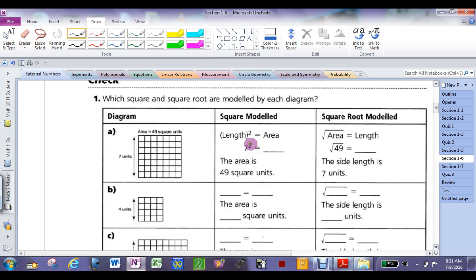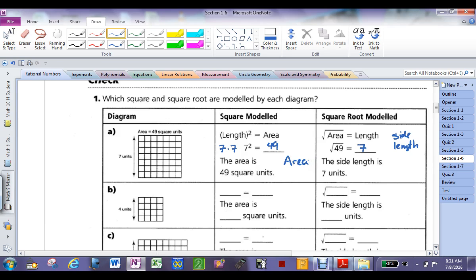7 squared, which means what? That actually means 7 times 7. What's the answer? 49. Come over here. That symbol means square root. So if I square root it, I get 7. So the root is the side length. Square root is side length. Square is area. Everybody cool?